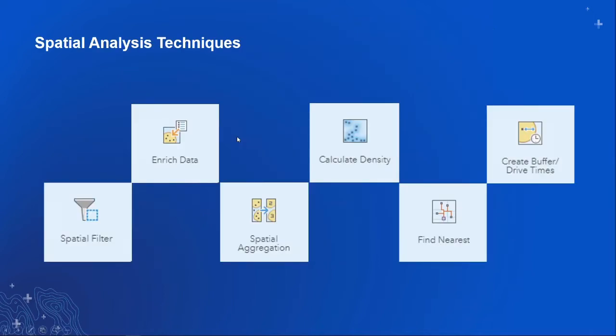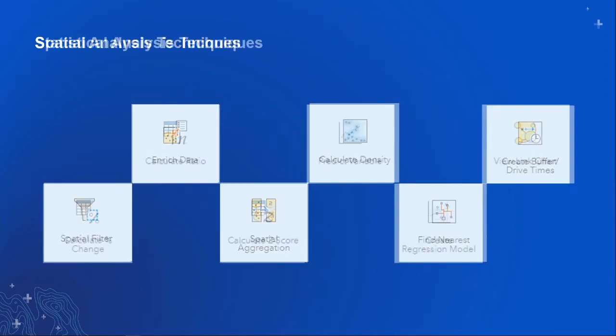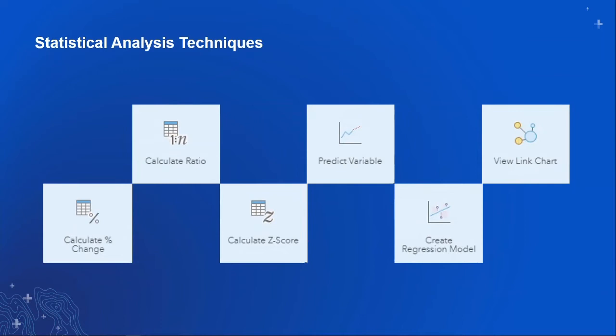Some of the spatial analysis techniques that we have, all accessed from that action button, are spatial filtering. I already showed you enriching data, spatial aggregation, and creating buffers and drive times. Some of the statistical analysis techniques are calculating percentage of change or z-scores, creating regression models, and then also viewing a link chart.